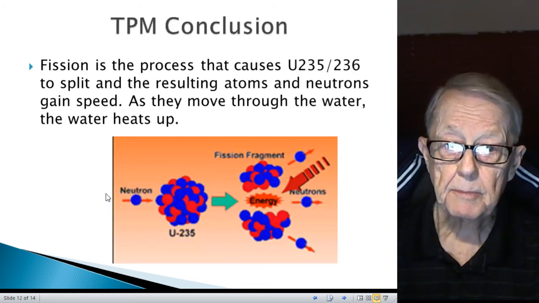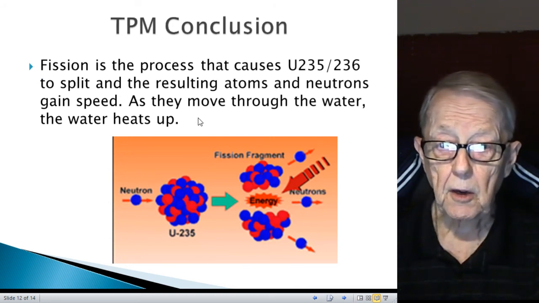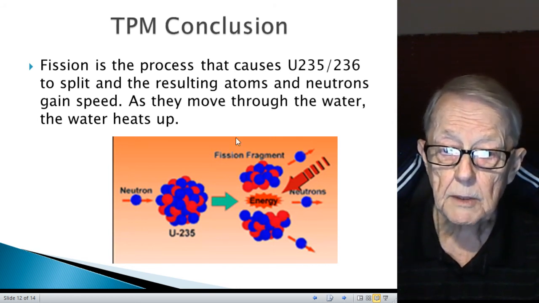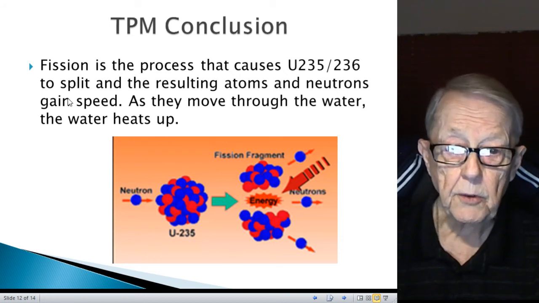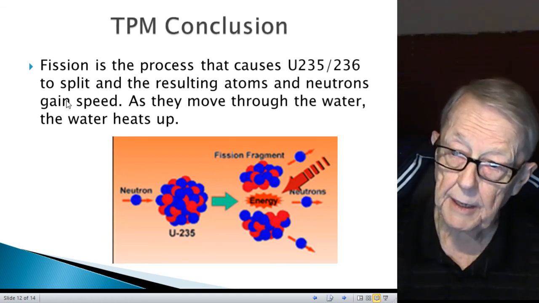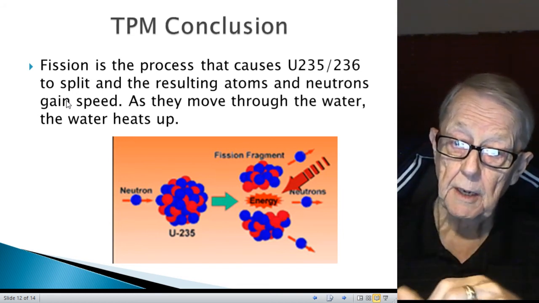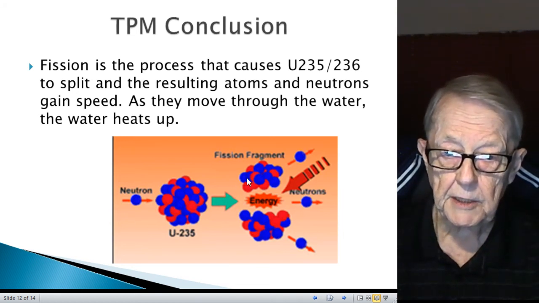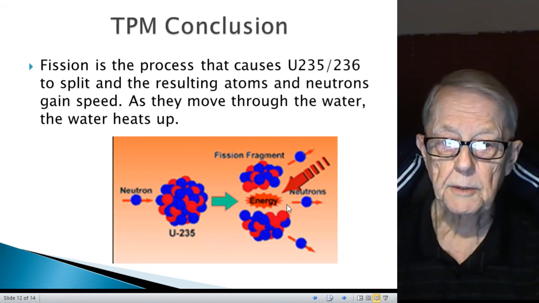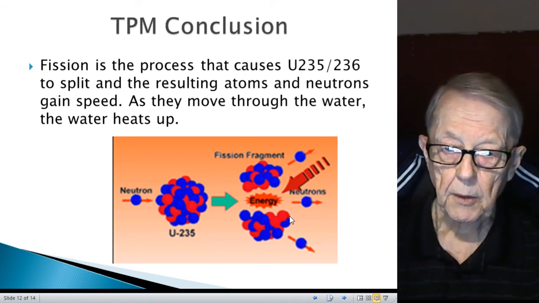Particles can do that. So my conclusion is that the fission process that causes U-236 to split, and the resulting atoms, barium and krypton, and neutrons gain speed as they split apart. You literally mechanically knock them and split them apart. It's a mechanical process, and in the process, these are moving, and it's these moving particles that move through the water and heat up the water.